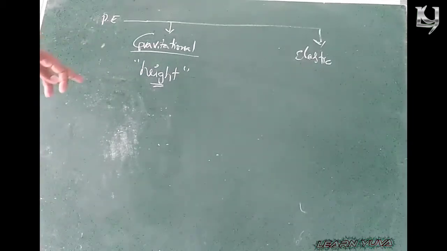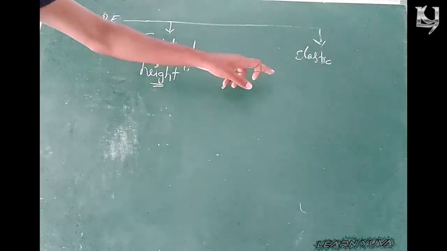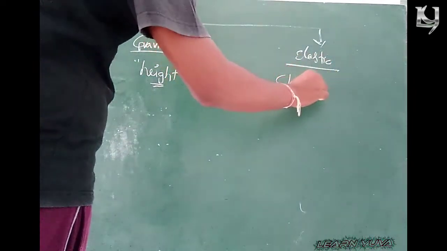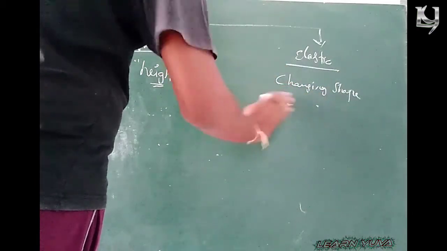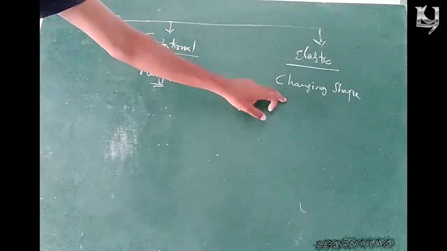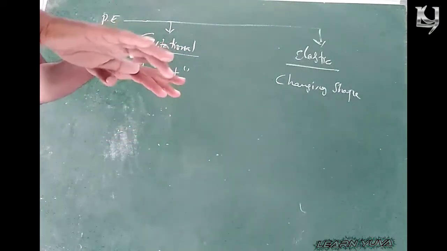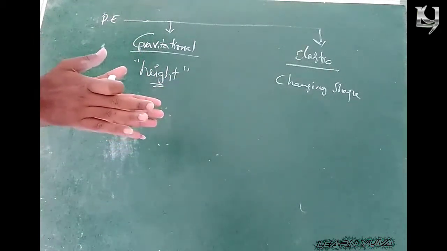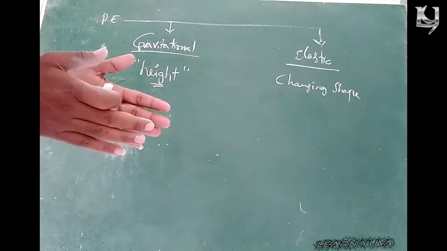Coming to elastic potential energy, it is the energy acquired by a body due to the change in the shape of the body, owing to its elastic nature. If we remove the force, the body regains its shape again. For example, if you compress a spring, the compressed spring possesses potential energy. Which potential energy? Elastic potential energy.